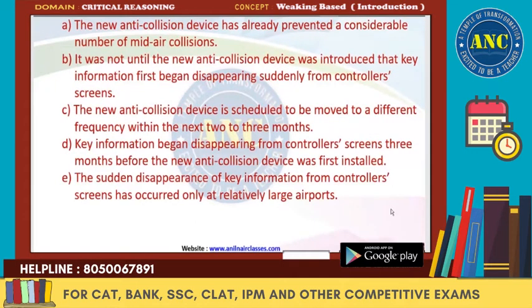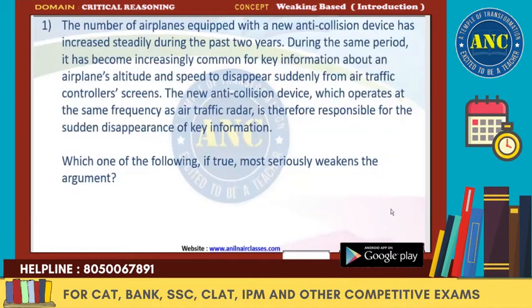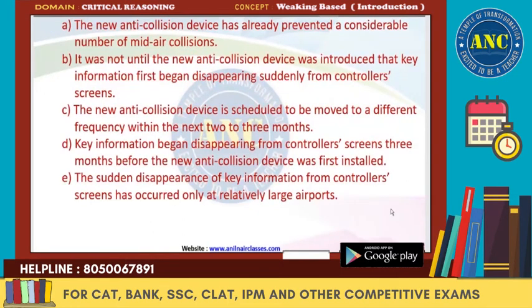So among these options, look at option D. It says key information began disappearing from controllers' screens 3 months before the new anti-collision device was first installed. Now this shows that although the effect exists, the cause did not occur. In this instance, the effect of the information disappearing from the screen occurred prior to the creation of the supposed causal agent, which is the anti-collision device. Hence, it will be choice D.